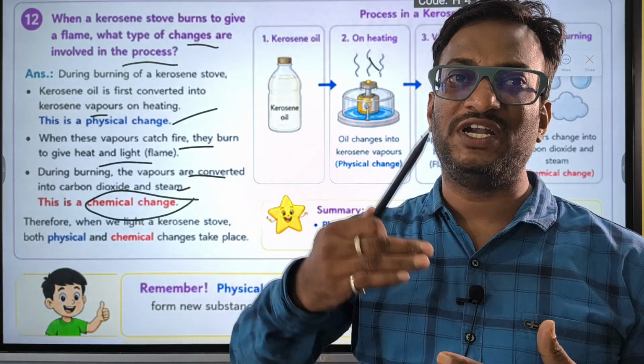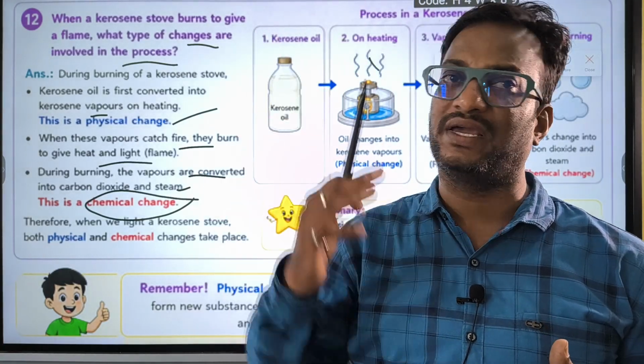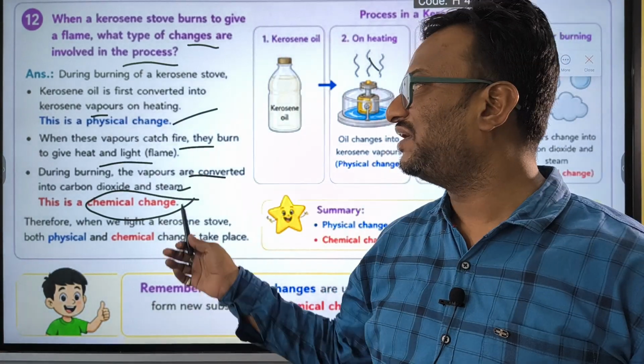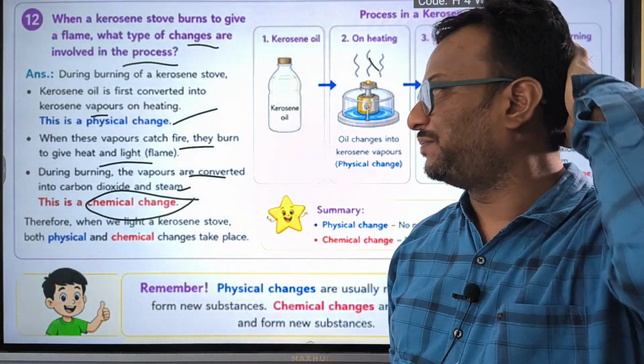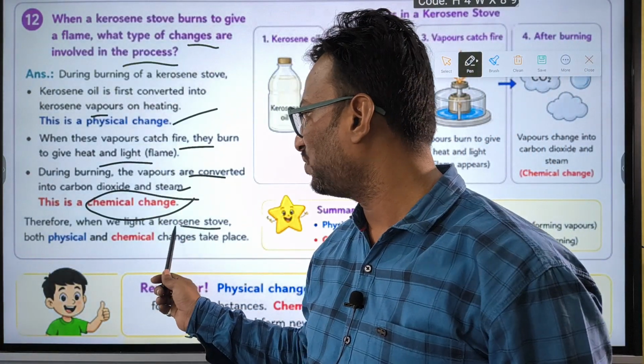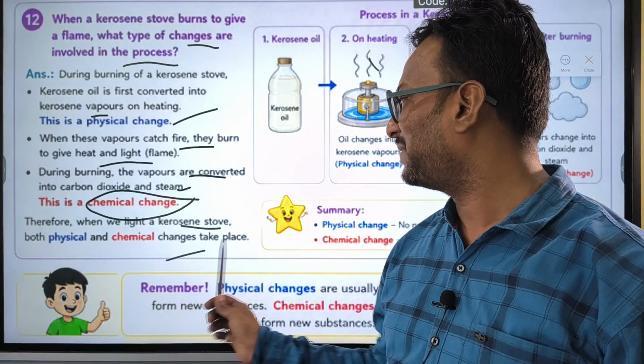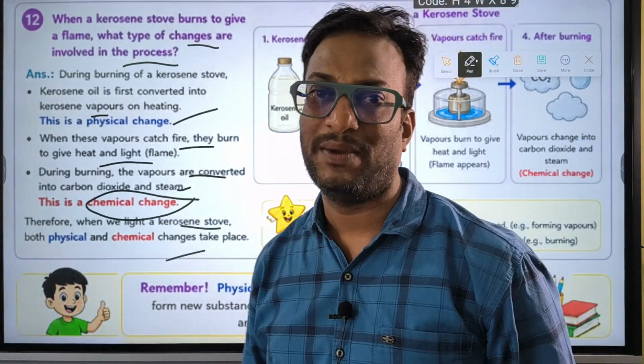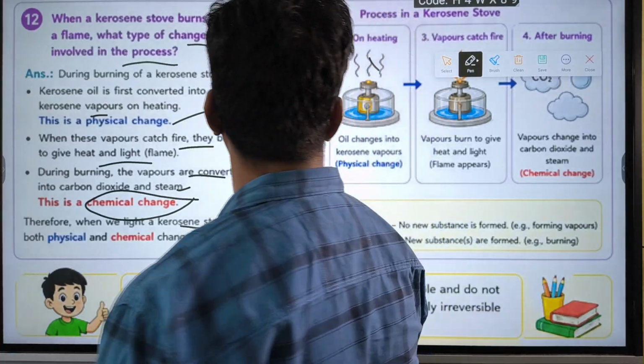Once it is converted into vapor, that vapor starts burning. So while burning, they convert into carbon dioxide and steam. Therefore, when we light a kerosene stove, both physical and chemical changes take place. Chemical change as well as physical change takes place.